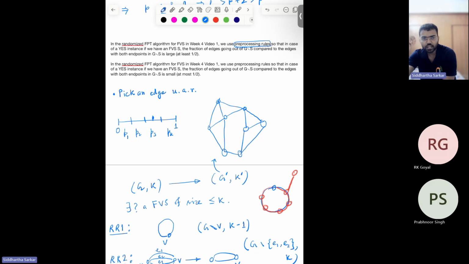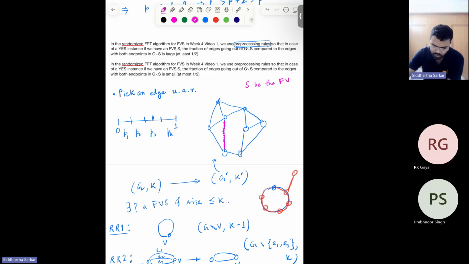Okay. And now suppose I have picked this edge. So I did this experiment, and it turned out that this edge was picked. Now, one of the endpoints of this edge is picked into the feedback vertex set. Let us say S be the FVS, feedback vertex set.